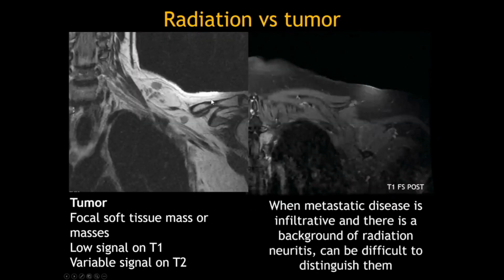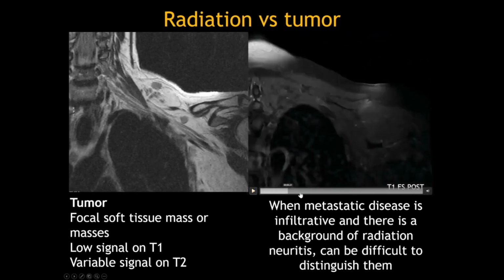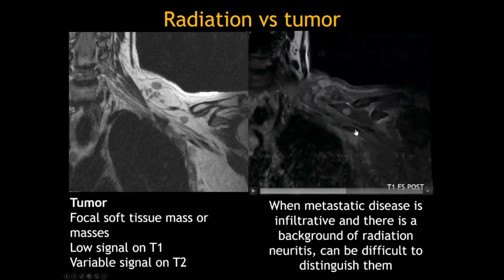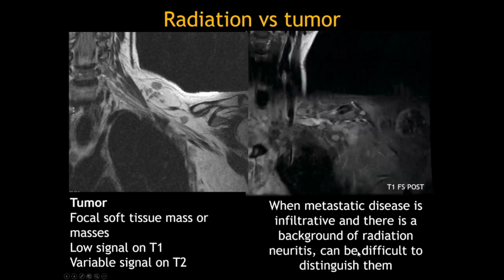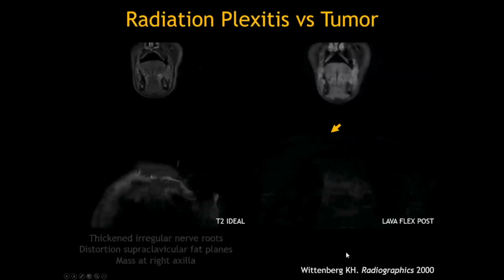So certainly when we look for tumor involvement, we want to look for focal soft tissue masses. These may be low signal intensity on T1, variable on T2 weighted images. Here's the corresponding post-contrast sequence where we can see discrete areas of nodular enhancement around the brachial plexus. So these represent tumor deposits. But when metastatic disease is infiltrative and there's a background of radiation neuritis, it can be difficult to distinguish them from each other.